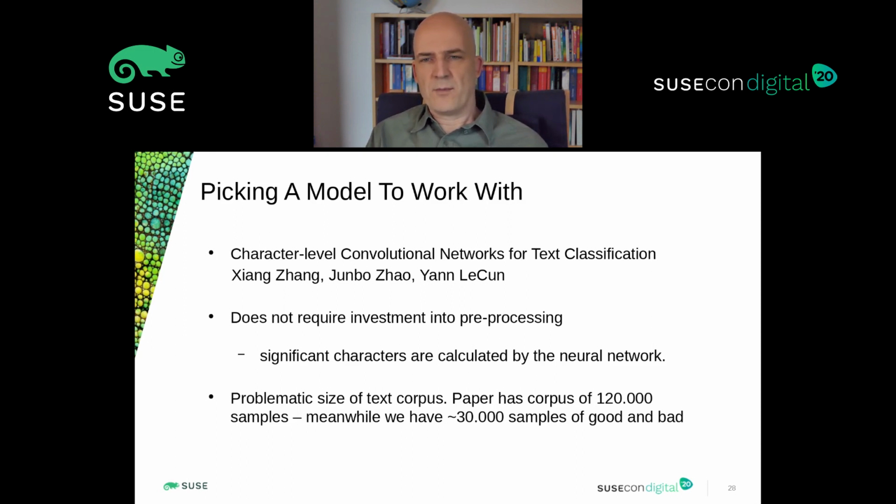So the problem is that these research papers for these qualification problems have corpuses of 120,000 or more samples. And when I started, I only had very few good or bad cases. Meanwhile, I have a good base, but when I started, it was really a problem.